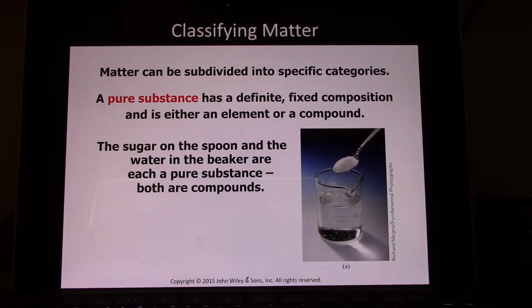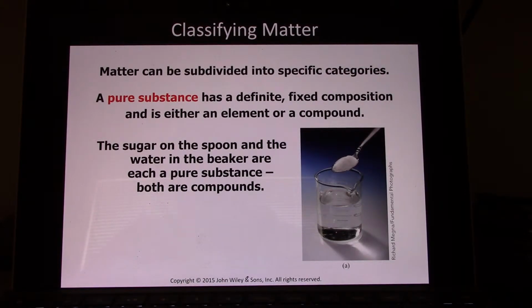Classifying matter. A pure substance has a definite fixed composition. It can be either an element or a compound. And compounds are unique, like water. Water is H2O. It is made of hydrogen and oxygen. But it's nothing like hydrogen gas. It's nothing like oxygen gas. It is water. It is a unique substance with unique chemical and physical properties. And so compounds, even though they're made up of elements, are actually their own unique substances. So the sugar on this spoon is a unique substance. It's sucrose.